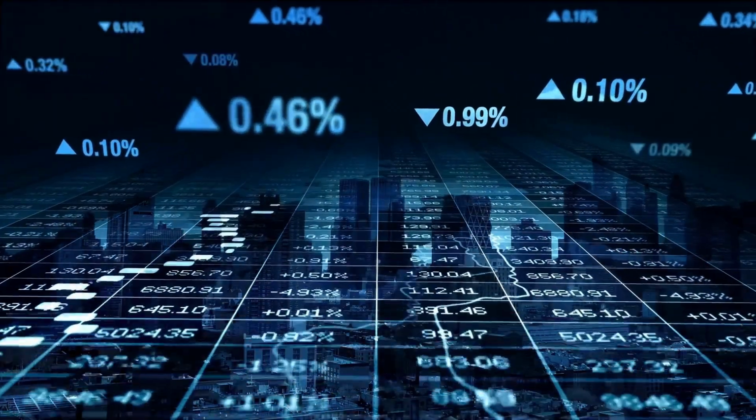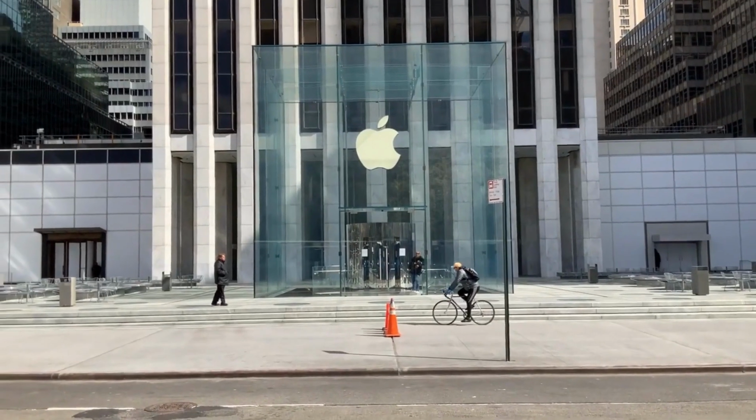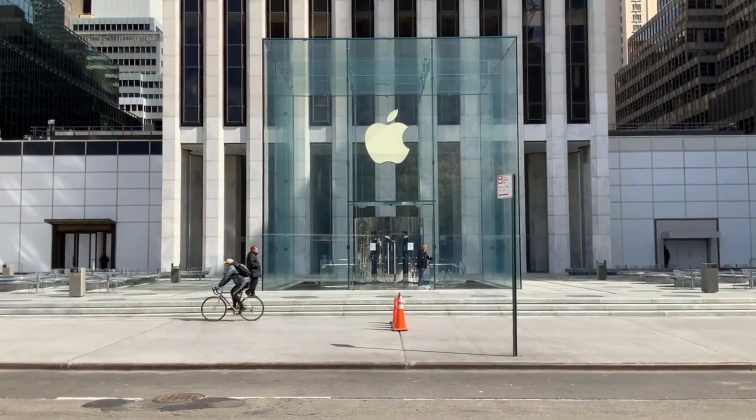Let's start by seeing what we are investing in when we invest in the stock market or in crowdlending. When we invest in the stock market, what we are essentially doing is buying a small part of a company. If you buy, for example, a share of Apple, you are buying a small part of that company.